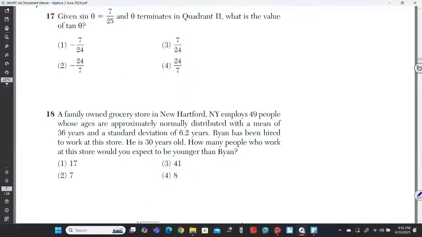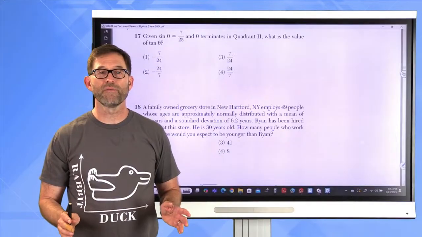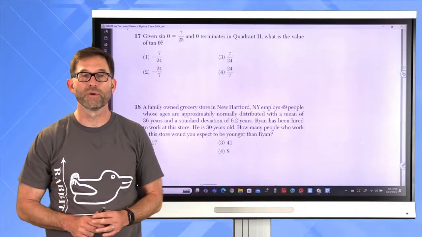Given sine theta equals 7/25 and theta terminates in quadrant 2, what is the value of tangent of theta? All right, great. So sine theta is 7/25 and theta terminates in quadrant 2. What's the value of tan theta?